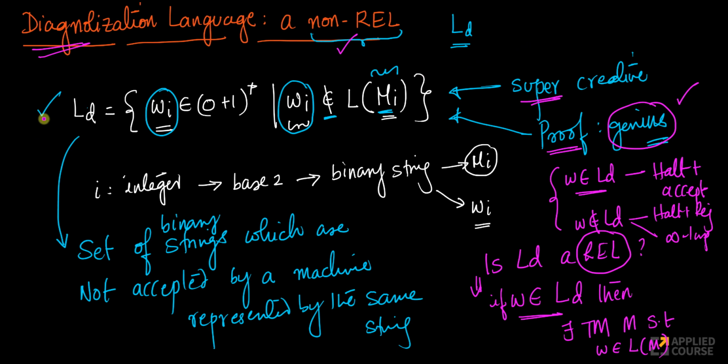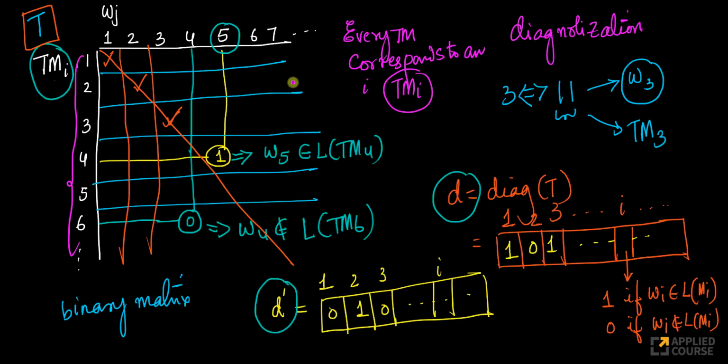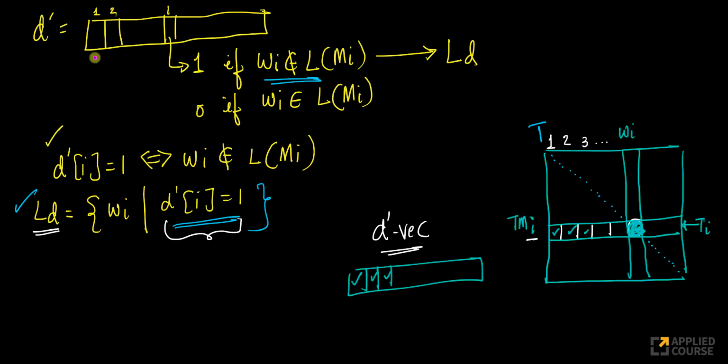And look at the flow here. I'll recap the whole flow quickly for you. We have defined a language where the language consists of words which are not accepted by the machines represented by the words. Then we constructed this whole table called the diagonalization table or table T, wherein every Turing machine possible in the world is a row, and the corresponding words are the columns. Now I took the diagonal, complemented the diagonal, and I've shown that this complemented diagonal is the same as my diagonalization language.